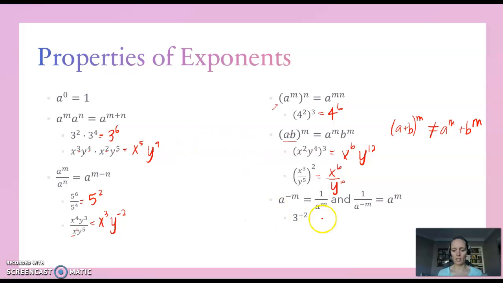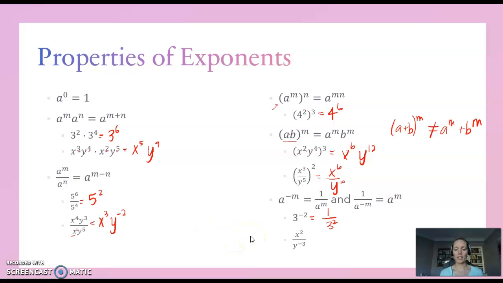So let's look at this in the context of this first problem here. 3 to the power of negative 2. In order to make that a positive exponent, I need to move that entire piece into the denominator. So I'm going to get 1 over 3 to the power of positive 2.